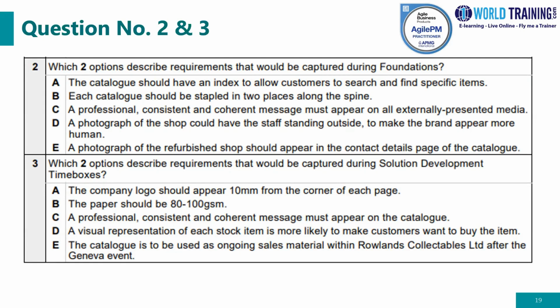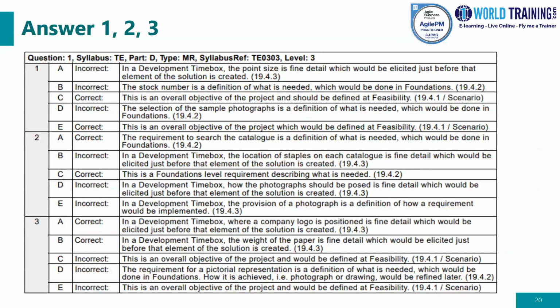Number 3, which 2 options describe requirements that would be required during the solution development time boxes? The correct answers are A and B. A because in a development time box, where a company logo is positioned is fine detail, which would be elicited just before that element of the solution is created. And B is correct because in the development time box, the weight of the paper is again fine detail, which would be elicited just before the element of the solution is created. And we have detailed answers for you over here.